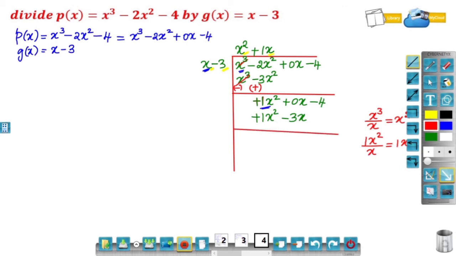After that, subtract. While subtracting, change the sign. Minus 1x square plus 3x. The first term getting cancelled. Plus 0 plus 3 is plus 3x minus 4.